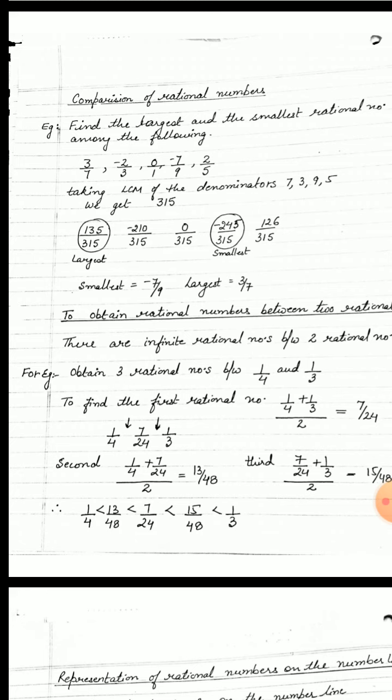We get the changed numbers as 135 upon 315, minus 210 upon 315, 0 upon 315, minus 245 upon 315, 126 upon 315. Since all the denominators are same, now we can compare the numerators easily. The smallest one we observe is minus 245 upon 315, which corresponds to minus 7 by 9. The largest is 135 upon 315, which corresponds to 3 upon 7.